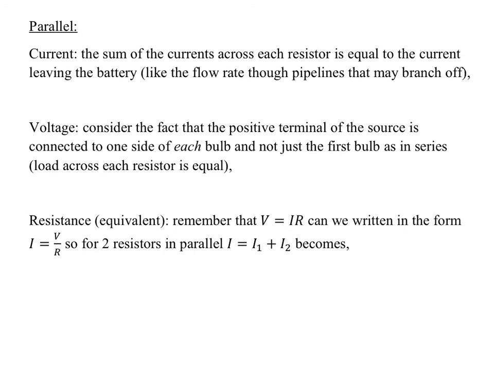The sum of the currents across each resistor is equal to the current leaving the battery, like the flow rate through pipelines that may branch off. So think about this as a pipeline that branches off. If you have 4 gallons per minute of water flowing, and then suddenly it branches, one pipe might get 1 gallon per minute. What does the other one get? 3 gallons per minute. Okay, think about branching off. So instead of current being the same like it was in the previous one, now the current is a sum law. So we're going to write it like this.